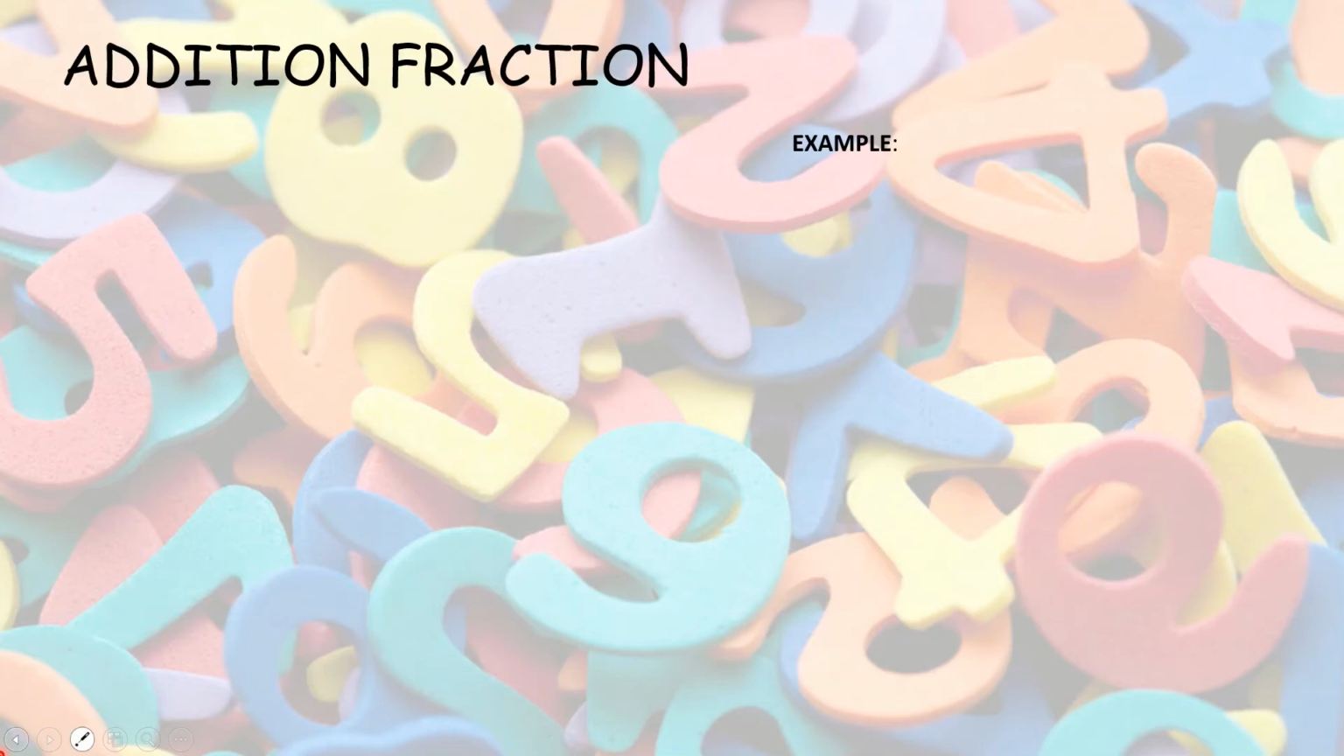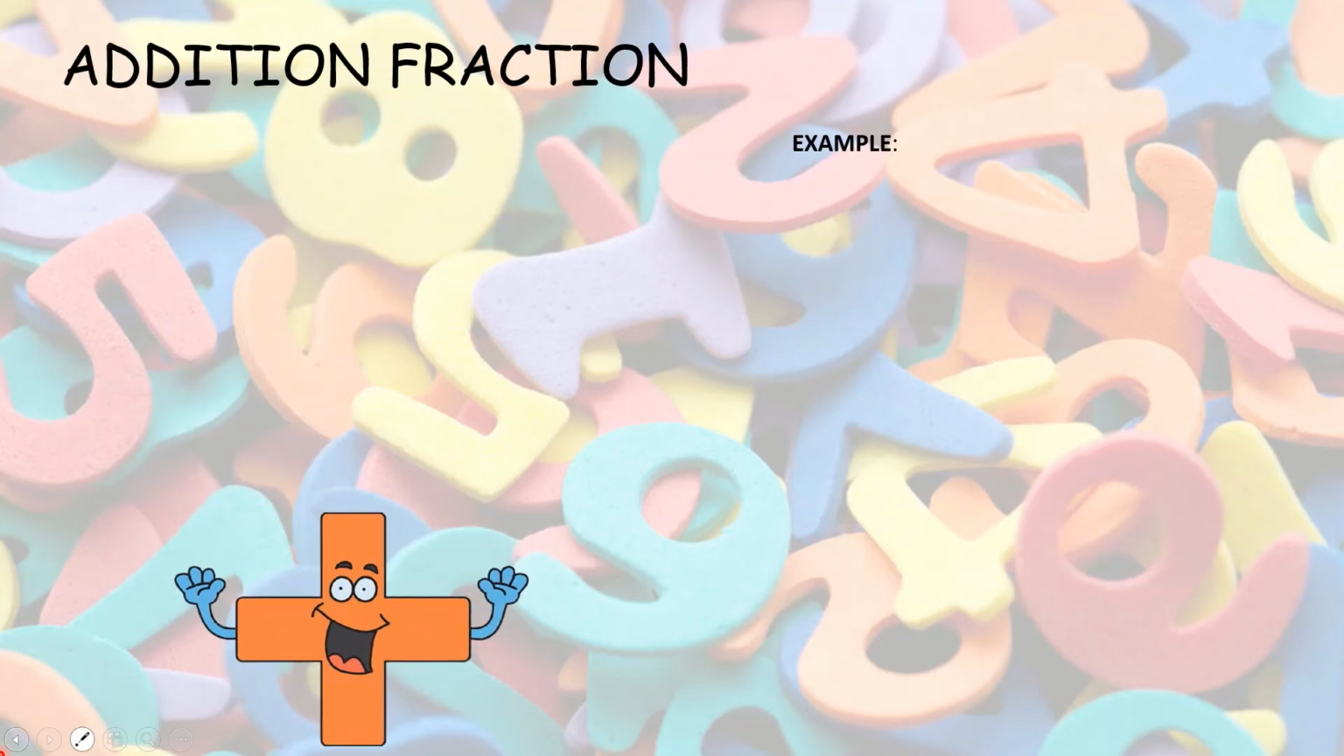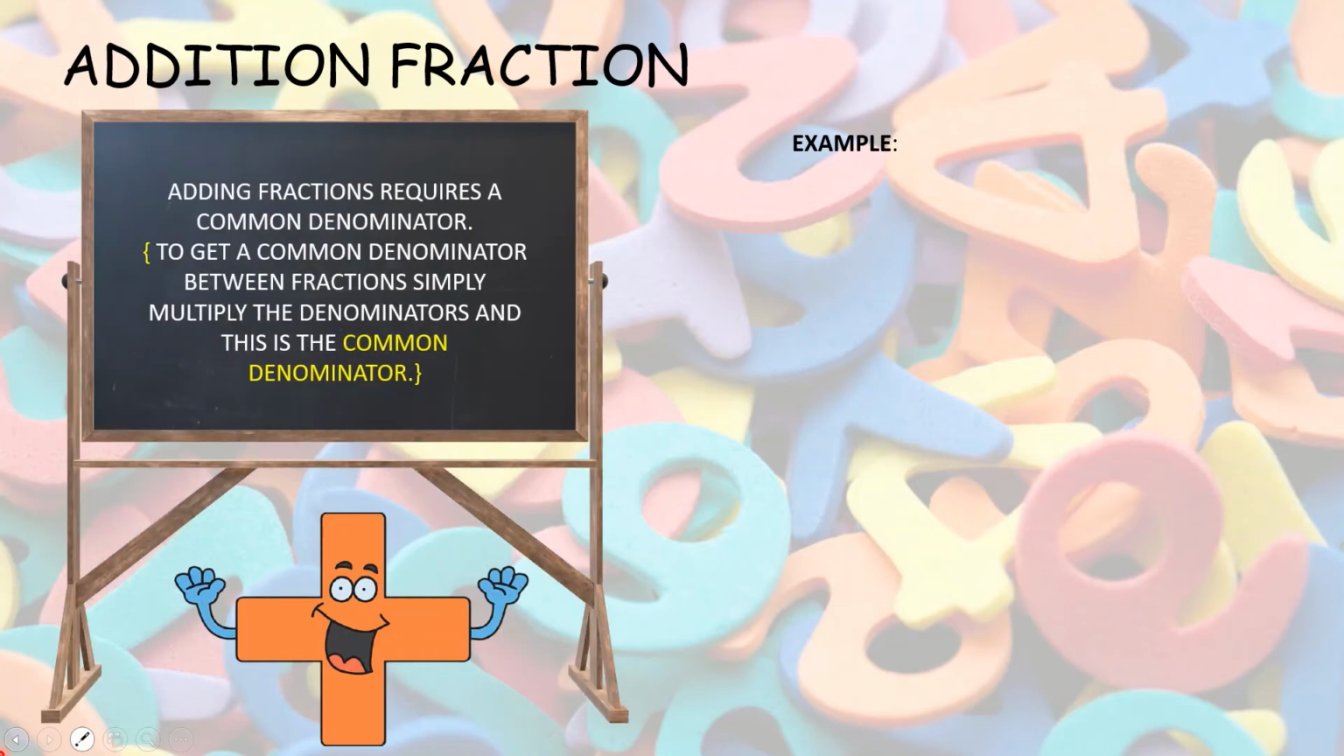Now, moving forward to addition of fractions. We know that in addition we need to add things. Addition of fractions requires a common denominator. As we have seen when converting improper fractions to mixed fractions and back, we need to have a common denominator. In the same fashion, when we come to addition of fractions, it requires a common denominator. Now how do you get a common denominator? You simply multiply the denominators, and that's it, you will get your common denominator.